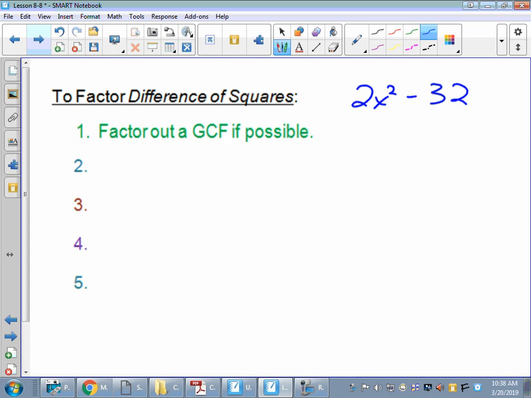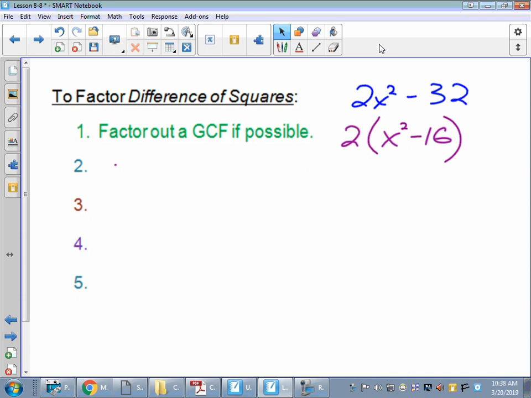Both these terms have 2 in common. 2 is the only thing in common there. So if I factor out a GCF of 2, I'm going to be left with x squared minus 16 in parentheses when I factor it. Okay? Well, the next step says to determine the square root of a and c.